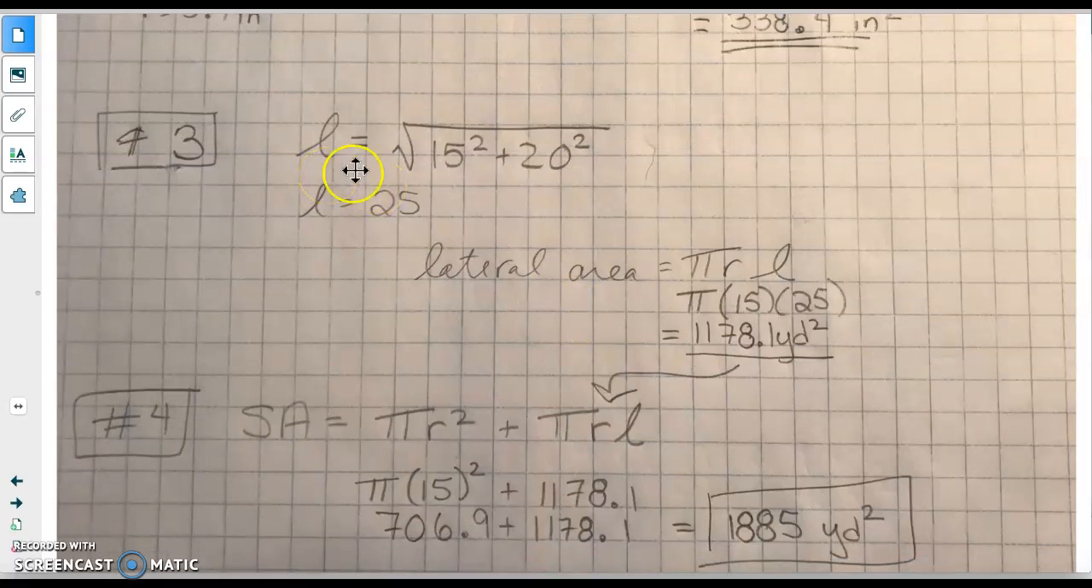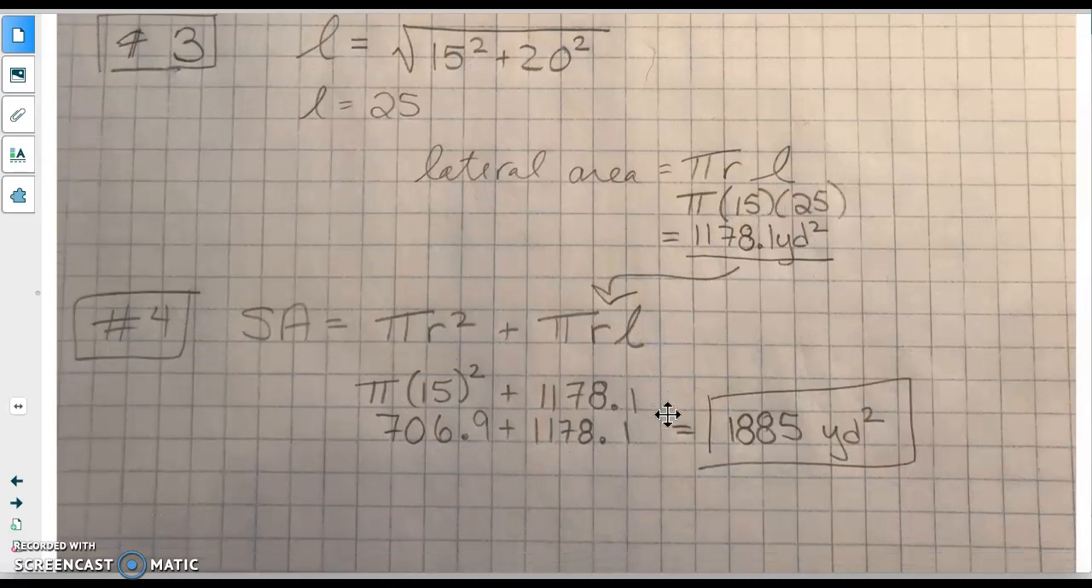For the next one, they were also asking for the lateral area for number 3. So I had to find the slant height again using the Pythagorean theorem. If you need to go back and look at the question again, you can. But the slant height was 25, and so the lateral area is just pi times the radius times the slant height, and here it is in yards squared.